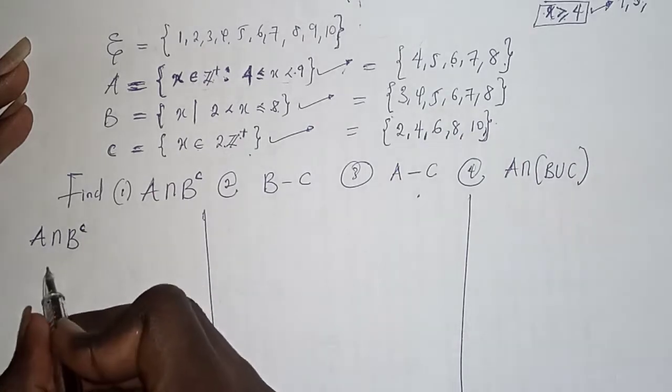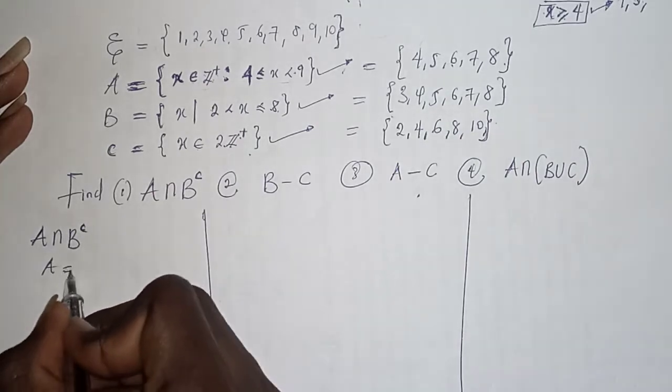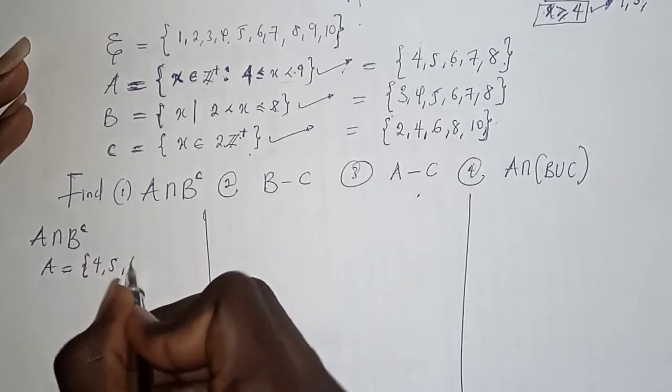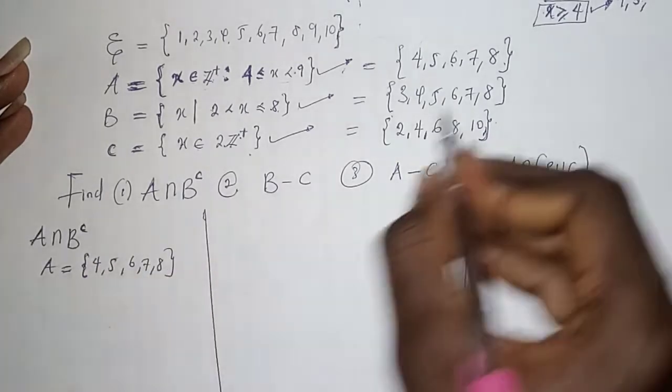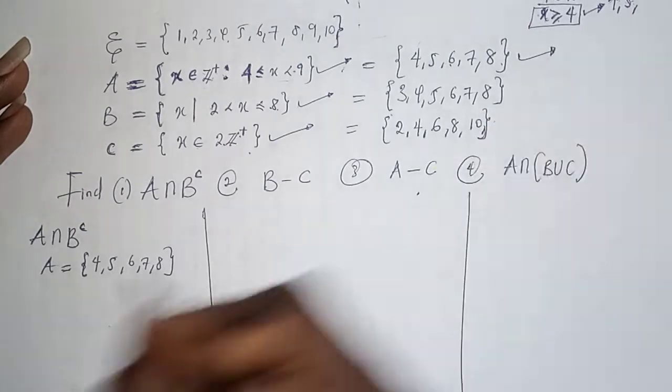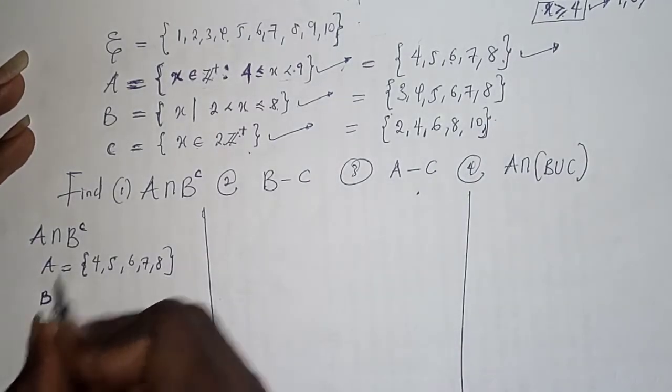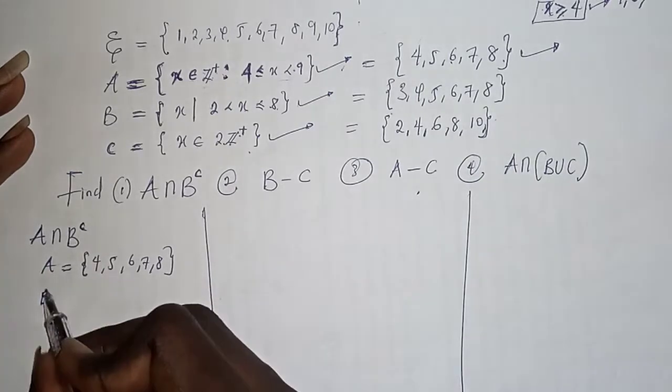First thing we need to do is write out the elements of set A. A is 4, 5, 6, 7, 8. You all agree with that? These are the elements of set A. Now, what are the elements of set B? But I'm considering the question, I'm looking for B complement.